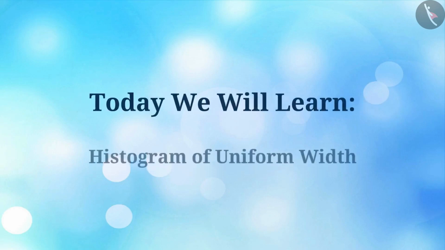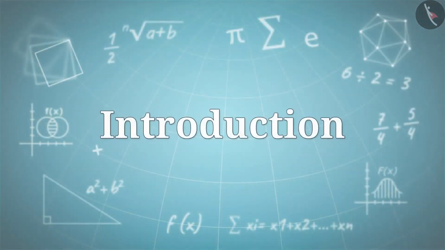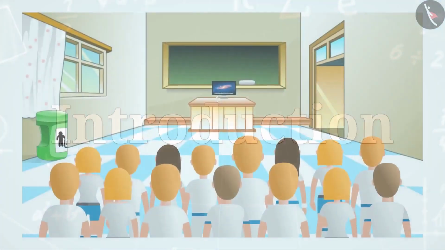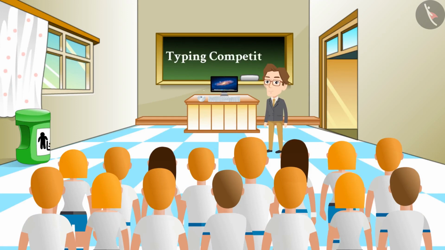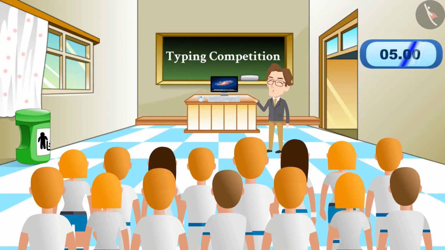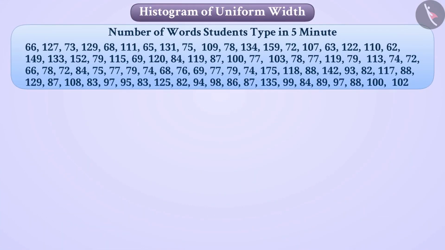Today we will learn histogram of uniform width. In a school, a computer teacher organized a competition to understand the students' typing speed, in which the students were given 5 minutes and asked to type a text of English. The following information was collected about how many words students type in a given time.